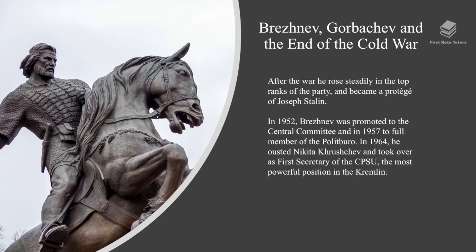After the war, he rose steadily in the top ranks of the party and became a protege of Joseph Stalin. In 1952, Brezhnev was promoted to the Central Committee and in 1957 to full member of the Politburo. In 1964, he ousted Nikita Khrushchev and took over as first secretary of the CPSU, the most powerful position in the Kremlin.